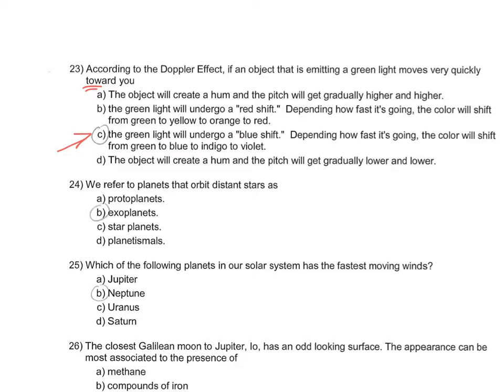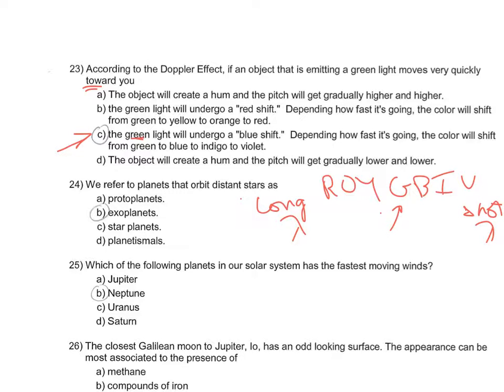So that means, and this was maybe one you had to kind of think through, but if something is emitting green light, I'm going to go ahead and do this. Roy G. Biv. All right, and I'm going to put short wavelength here. Oh, that's terrible. I'm going to put long wavelength here. So green is here, okay, and if the object's moving towards you, it's going to go towards the short region of the electromagnetic spectrum. So here you go. It's going to be what we call blue shift, and it will go from green to blue to indigo to violet. So that was the BIV there.